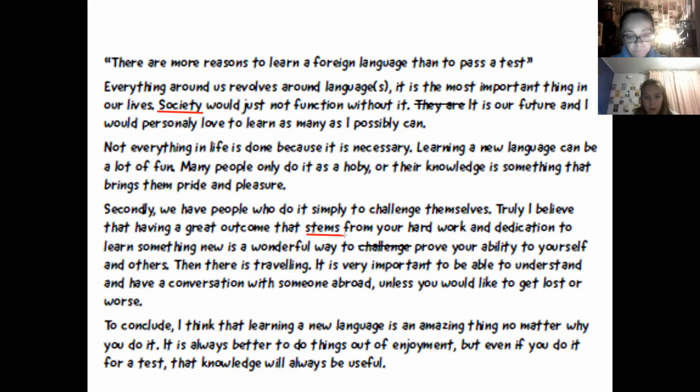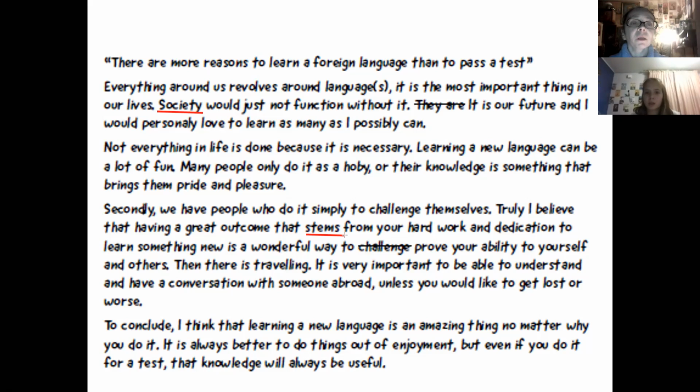Then there is traveling. It is very important to be able to understand and have a conversation with someone abroad, unless you would like to get lost for ages. To conclude, I think that learning a new language is an amazing thing no matter why you do it. It is always better to do things out of enjoyment. But even if you do it for a test, that knowledge will always be useful.